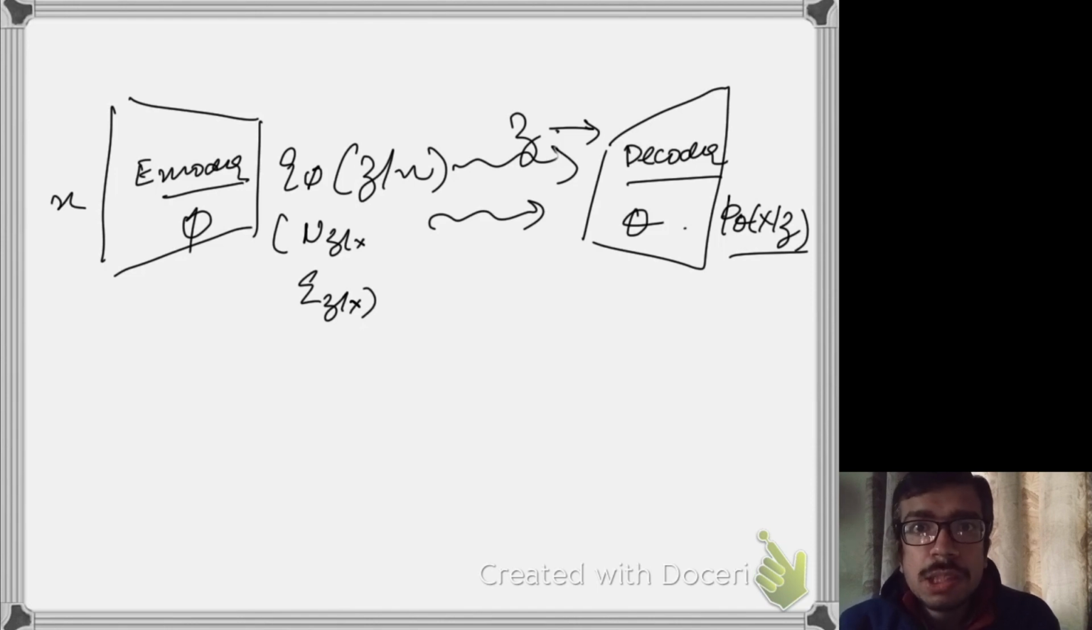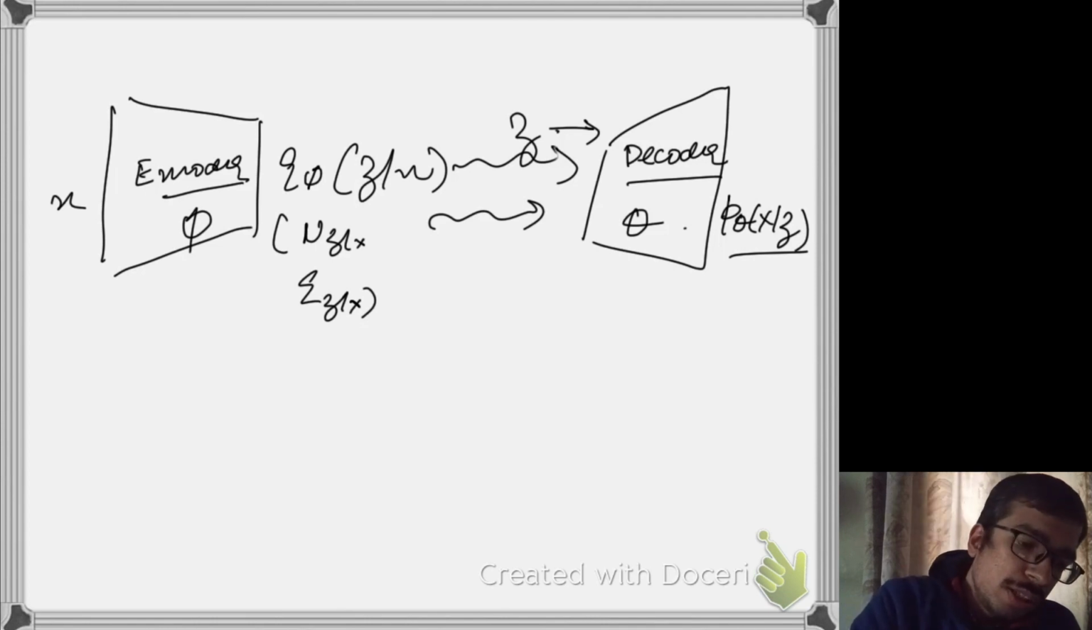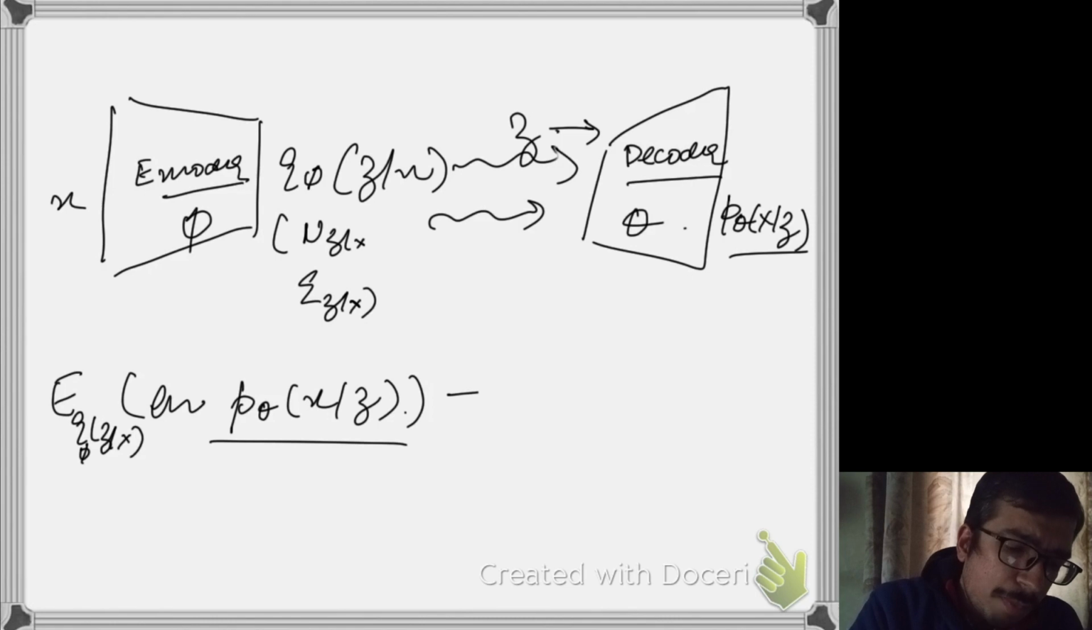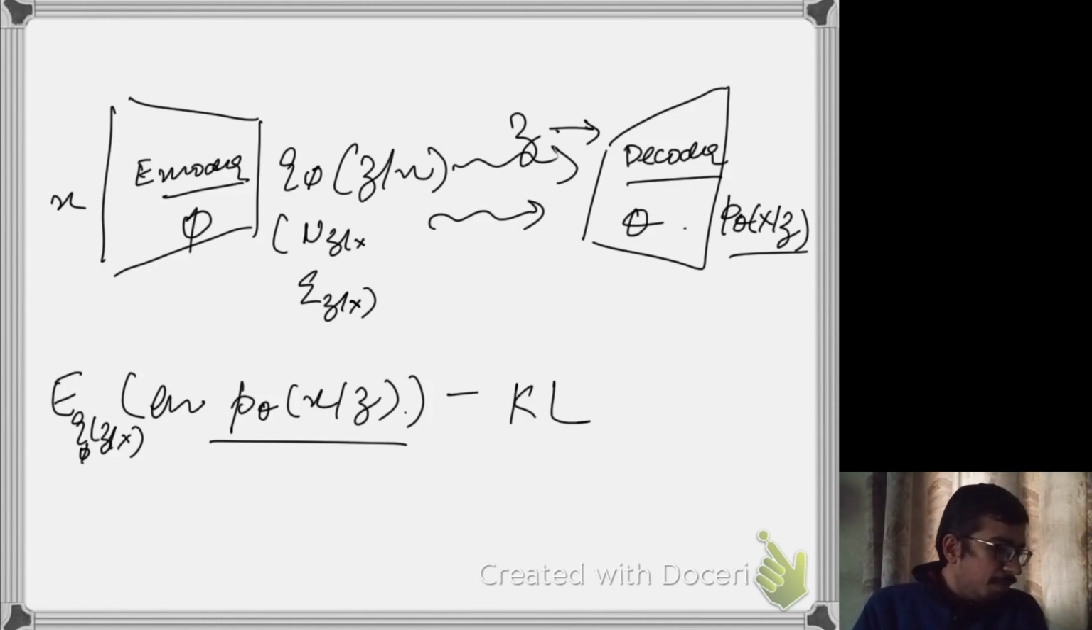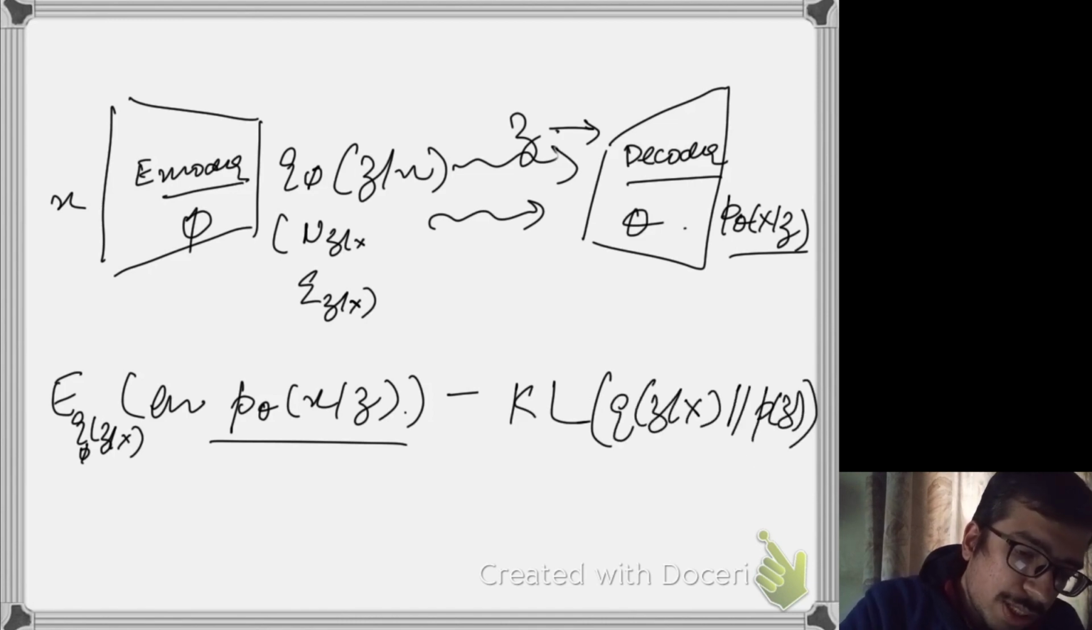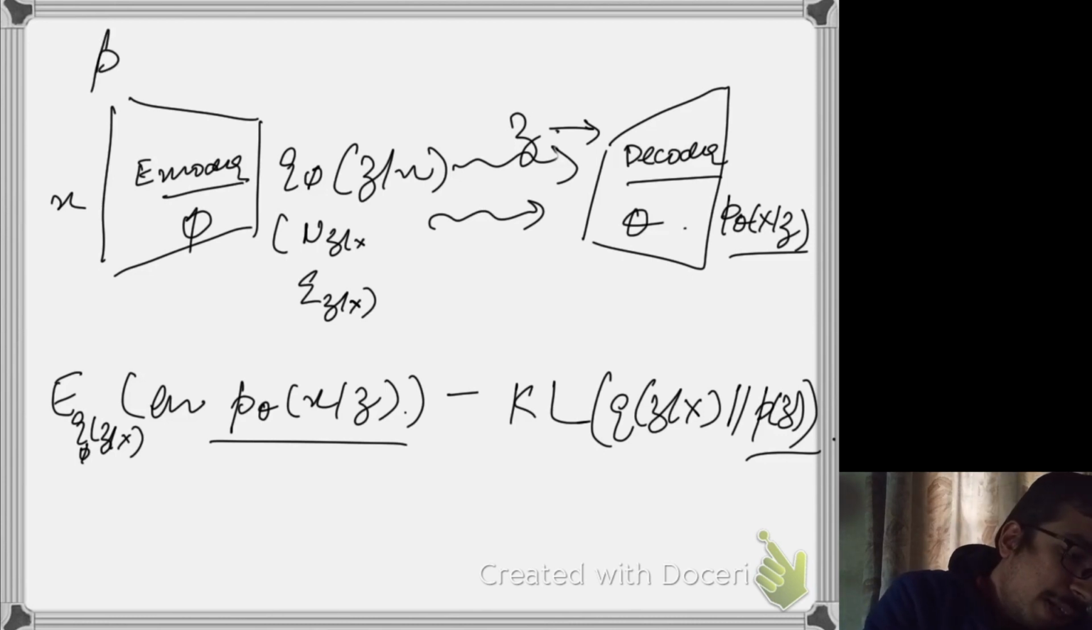Essentially what we need to train is to minimize a specific objective function, which is defined as follows. There is an expectation over the sampled random variable z given x of log p theta x given z, minus a KL divergence term, which is the KL divergence between q of z given x and p z. Here p z is my standard normal prior, for example.